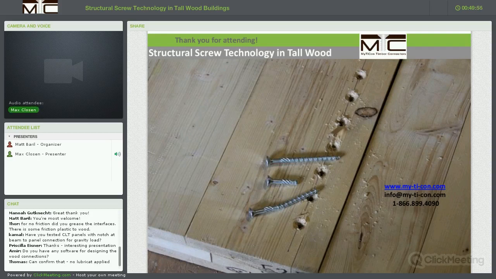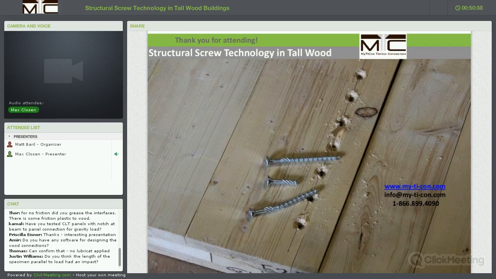So one question here: if CLT panels were tested with a notch at the panel connection for gravity load. So notches, I would say, first of all, we did not test this. Notches are kind of always a little bit dangerous in wood because of splitting perpendicular to grain issues. So if we were to test some of these connections, we would definitely need to think about reinforcements in these areas to avoid splitting perpendicular to grain. We have not done this testing, but we would definitely like to look into this and follow up with you on this question and find an appropriate answer for that.